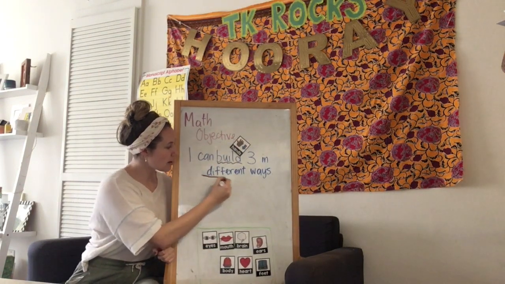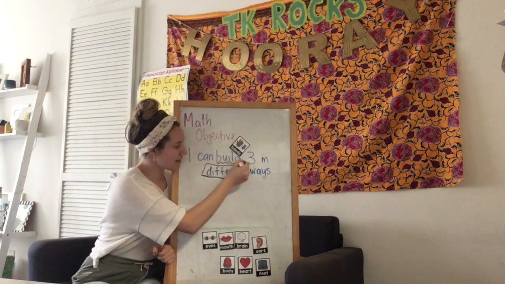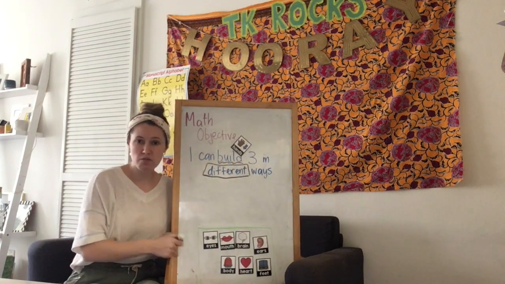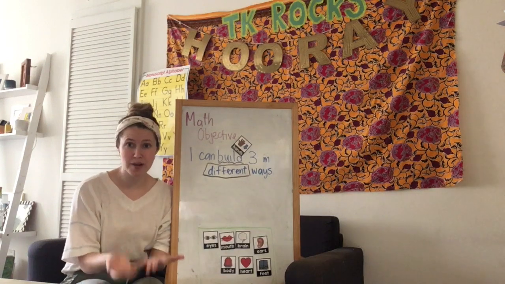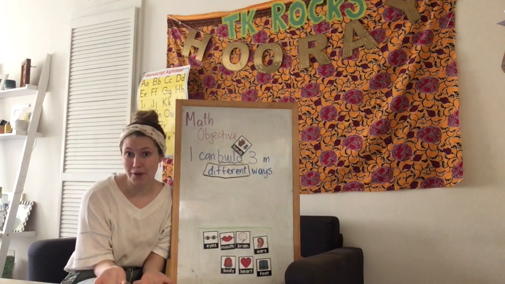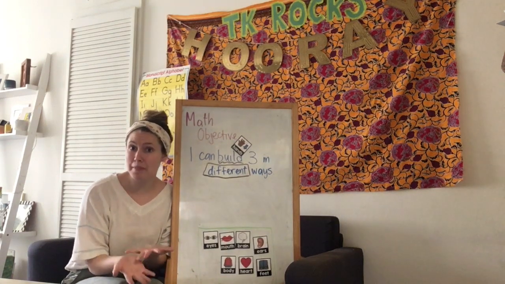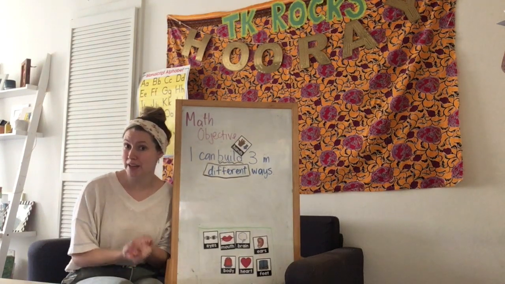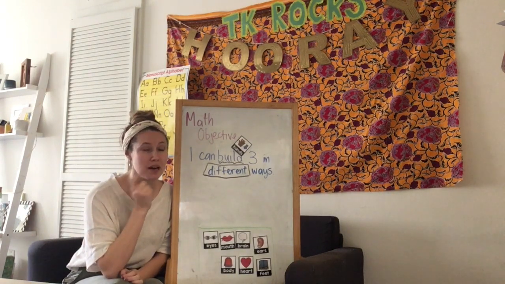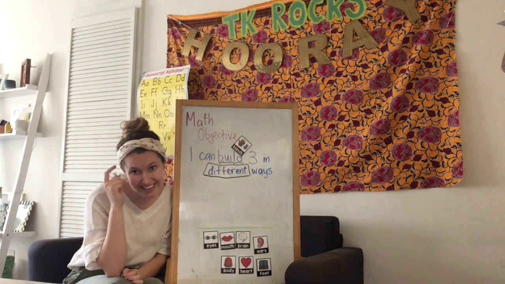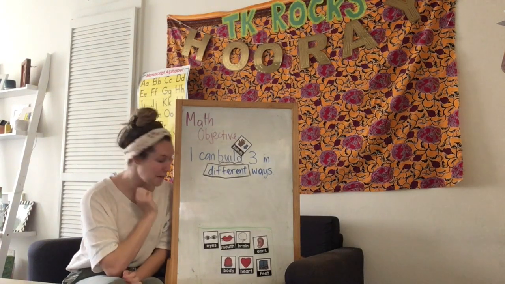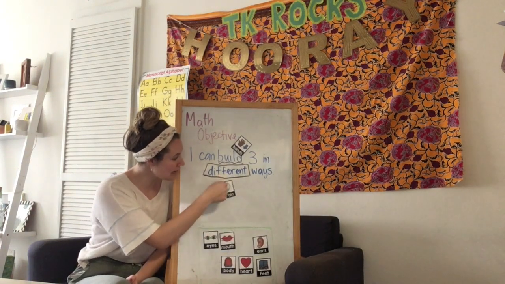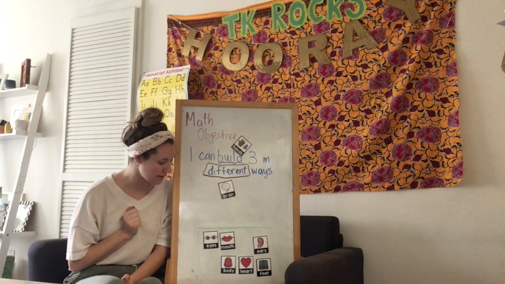And then we're going to think about doing it in different ways. So when you want to make something in a lot of different ways, you're going to have to think about how you can do that. Think about all the ways that you could build a number. So, if we want to be thinking about it, we need to use our brain. We need to use our brain so we can think about all the different ways.